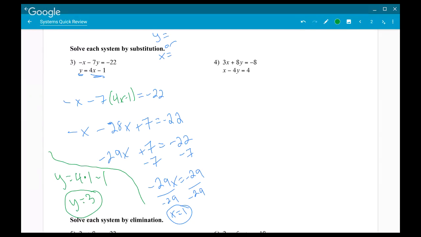Moving along to the second one. The difference between the first one and the second one, and the reason I put both of these on here, is really simple. The second one does not have an x or y by itself. I've got 3x plus 8y, and I've got x minus 4y. So what I need to do is get one of those variables by itself. The x in my second equation is by far the easiest one to get by itself because it's already a regular variable. It's just not all by itself on one side. All I have to do is add 4y over to the other side to get it by itself.